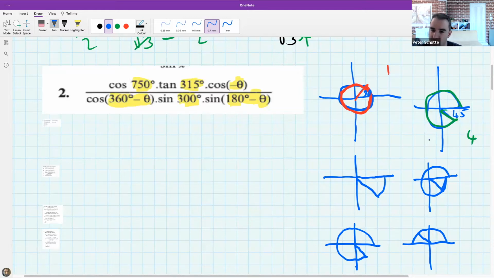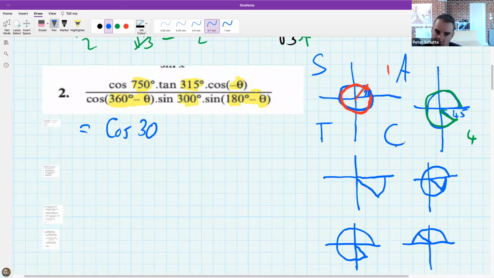Now, obviously, the CAST diagram is always in the back of our heads. I'm not putting in the CAST every time. But the very first one, you should get cos 30 because everything is positive in quadrant 1. Only sine is positive in 2, tan is positive here, cos is positive here. So the very first bit is cos 30, and the second one is minus tan 45.